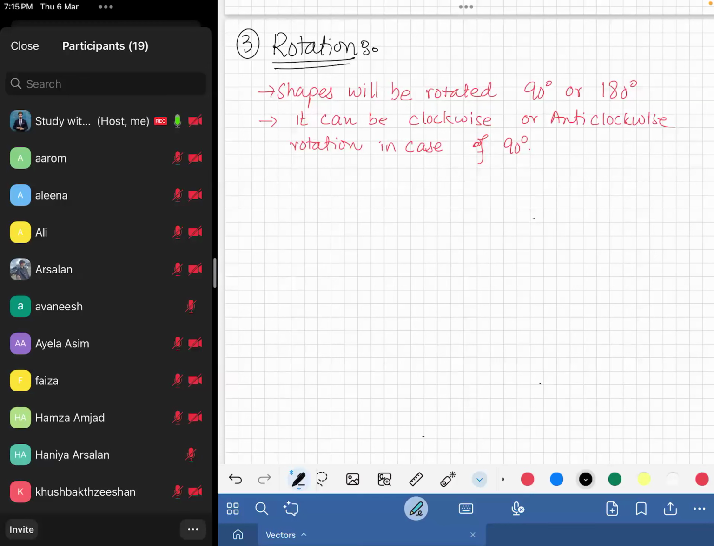There are a few key points in rotation, and you have to understand these key points. Remember one thing. The first key point, facts for 90 degrees. Write it down. Facts for 90 degrees. First one.